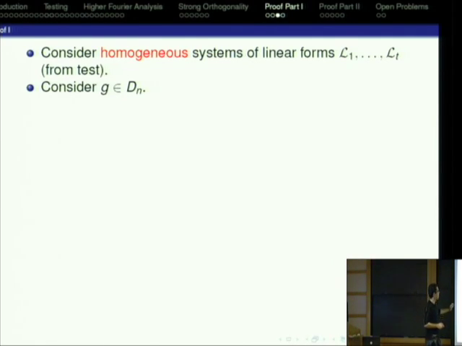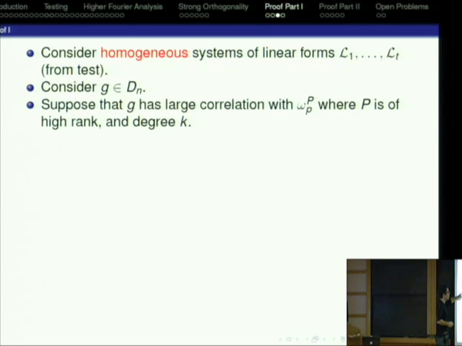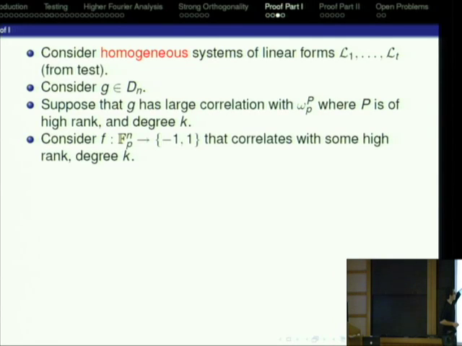Consider some G inside our set Dn. Suppose that G has large correlation with the exponent of a polynomial of degree K and high rank. So you have this polynomial of degree K inside G somewhere. There's some correlation. Inside Gn, which is inside Dn.